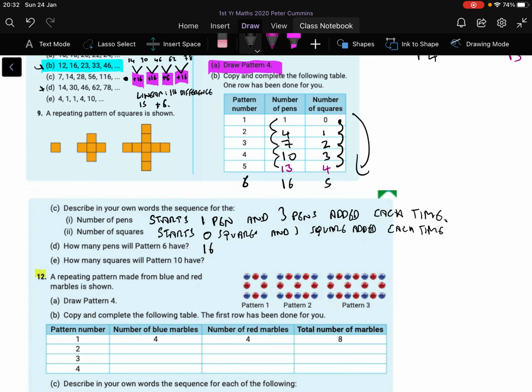And how many squares will pattern 10 have? Well, if pattern 2 has 1 square, pattern 3 has 2 squares, pattern 4 has 3 squares, pattern 5 has 4 squares, pattern 6 has 5 squares, we're going to keep going up. So 7 is going to have 6, 8 is going to have 7, 9 is going to have 8, and 10 is going to have 9 squares. So you're adding 1 every time you go up. Okay.